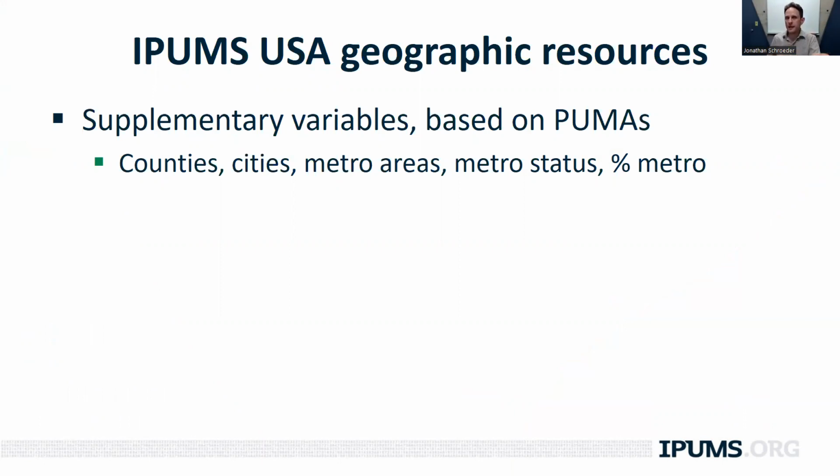Using PUMA level information, we identify where we can, any county, any city, any metro area, and we report that through specific variables. We also identify metropolitan status and the percent of each PUMA's population that is within a metropolitan area. So you can use that to distinguish rural population or to distinguish particular metro areas.